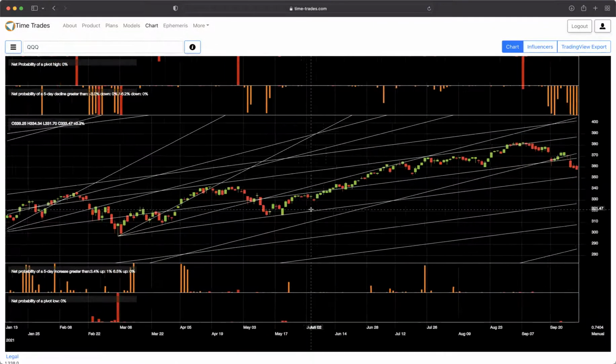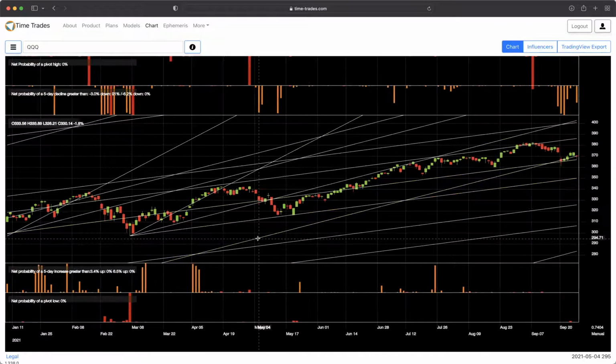Last thing I'll say about Gann fans, you might be looking at this line over here, okay, and wondering where the heck is that coming from?